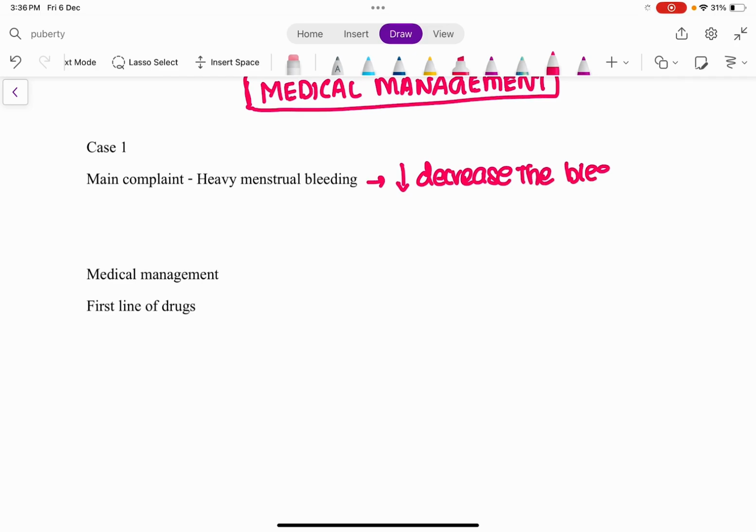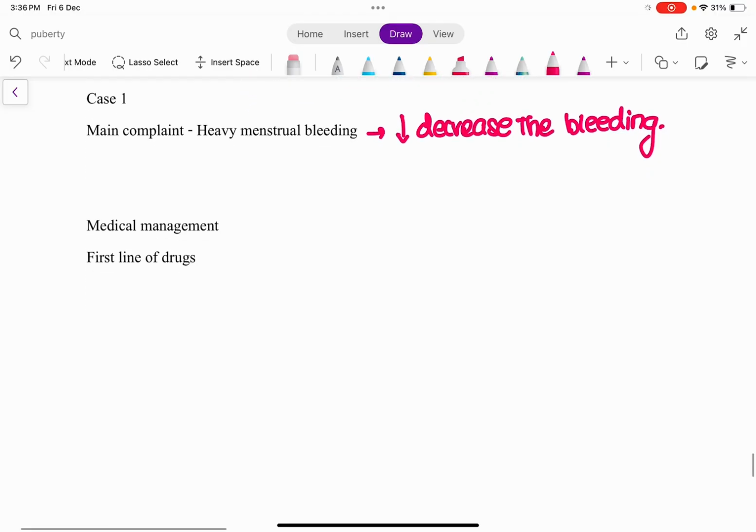Decrease the bleeding. So the drug which you are going to select should have a potency to decrease the bleeding more than its capacity to decrease the size of the fibroid, because here the major complaint is only heavy menstrual bleeding and not pressure symptoms. If it is only heavy menstrual bleeding, the major drug which you give should decrease the amount of bleeding in that female.